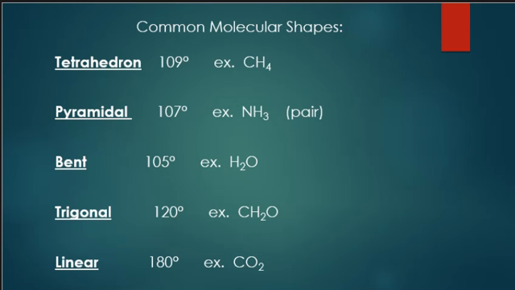All right, then we have a pyramidal. Some people say it pyramidal. I don't care how you say it. Pyramidal, 107 degrees. An example would be NH3. Bent, 105 degrees. Water is the best example, H2O. It's beautiful. Trigonal or trigonal, however you want to say that one, 120 degrees, example CH2O. Linear, they're straight across from each other, 180 degrees, CO2 is that way.